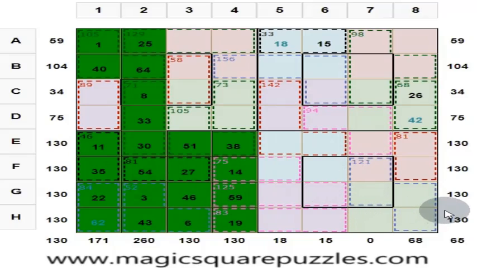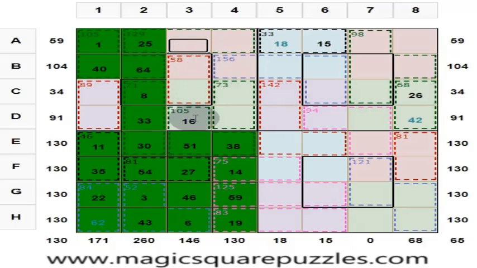So other subsquares we have to find out. Okay. And what is this? These three numbers give you 105. 51 plus 38 is equal to 89. 89 plus 11, 100, plus 5, 105. Here 16. Put here 16. And what is this?